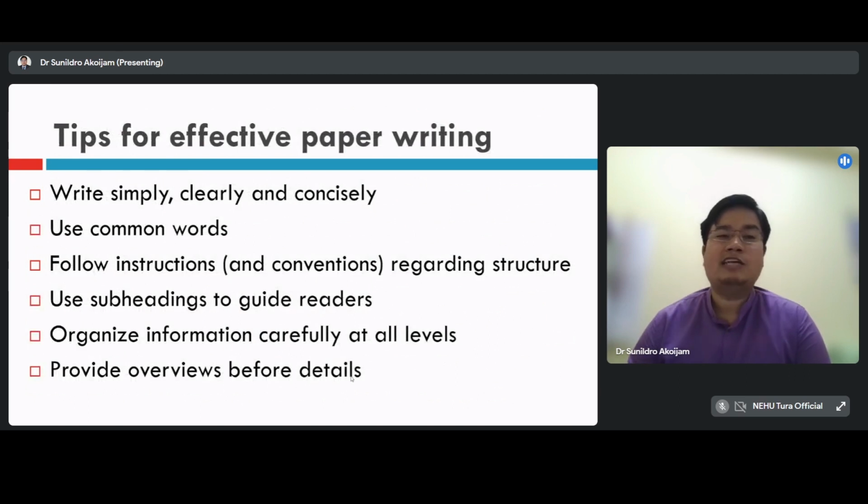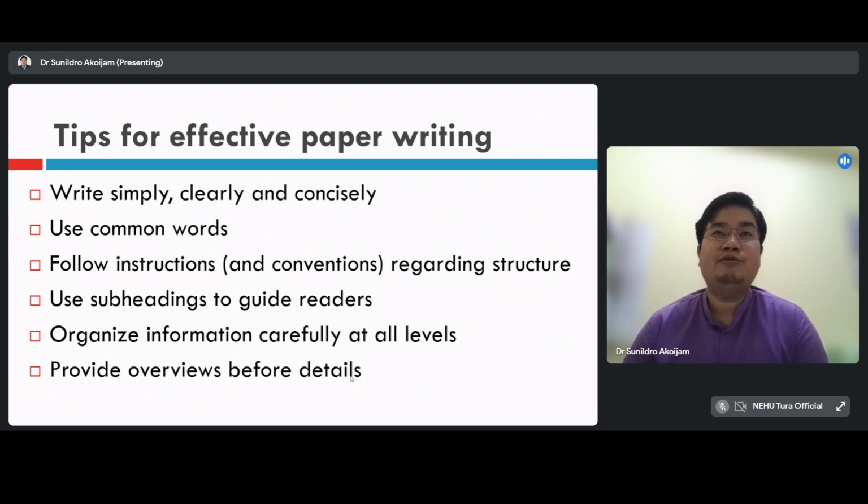Now coming to the last part, tips for effective paper writing. These are some common tips, which may not be very technical, but they are small things. If you consider them, then definitely it will help you enhance the quality of your paper to some extent. Write simply, clearly, and concisely.